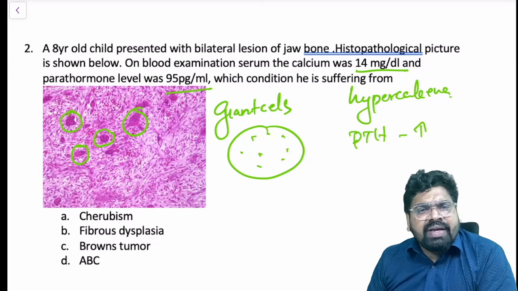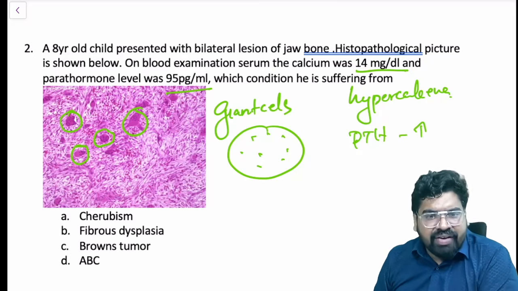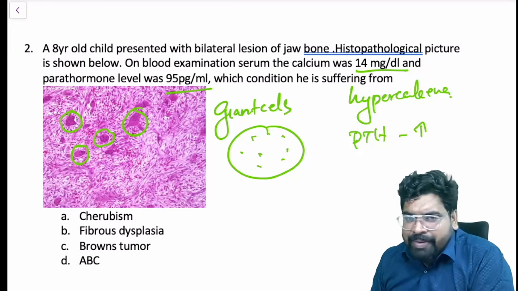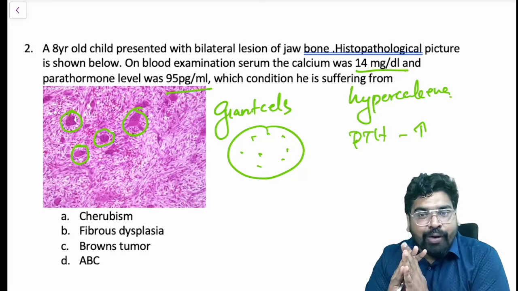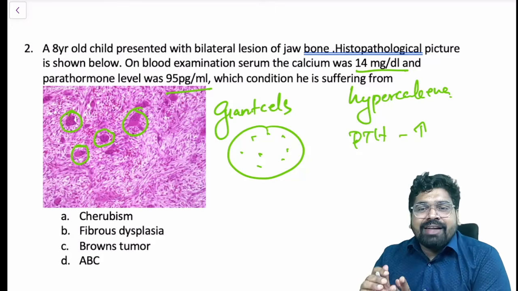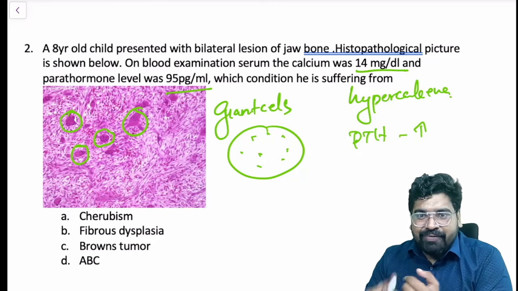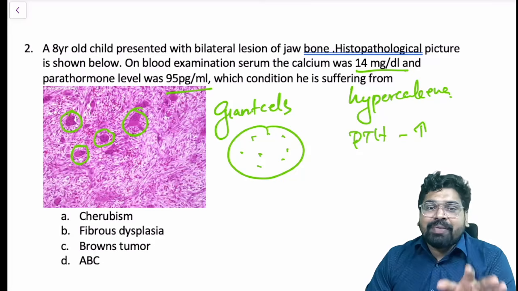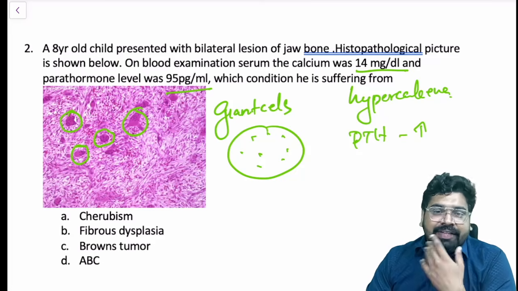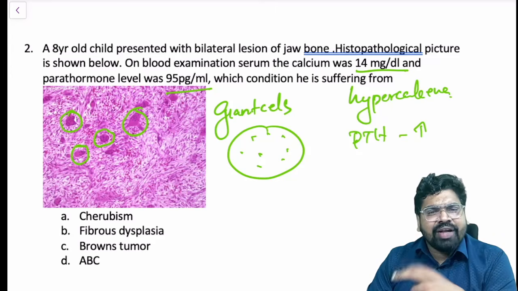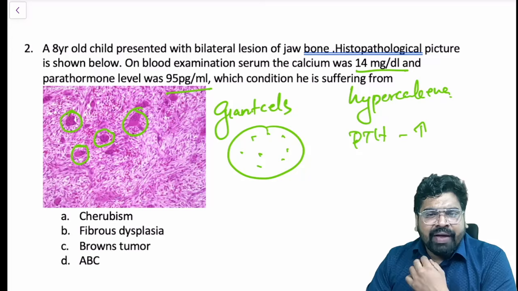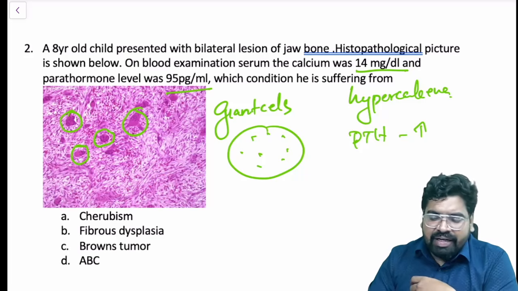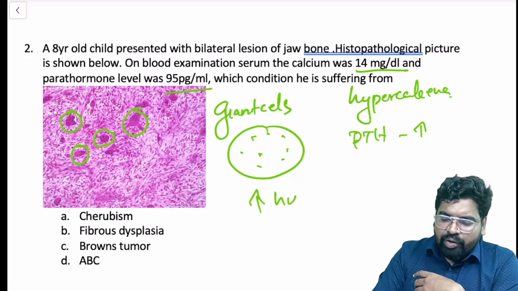Now with this we can say what the person is suffering from. You have seen cherubism and fibrous dysplasia. In cherubism and fibrous dysplasia, all your serum calciums are normal. That's why we told serum calcium, serum phosphorus, serum alkaline phosphatase, these are all normal in cherubism, fibrous dysplasia and your ABC itself. So from this single point you can find the answer, right? So it is nothing but your hyperparathyroidism. The parathyroid hormone is increased, and we call this hyperparathyroidism.